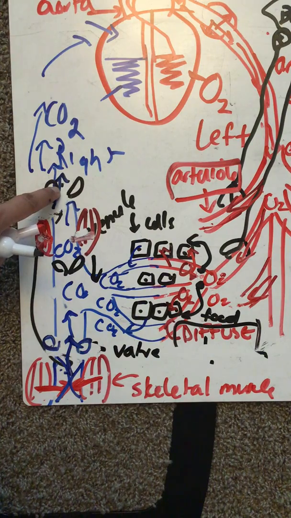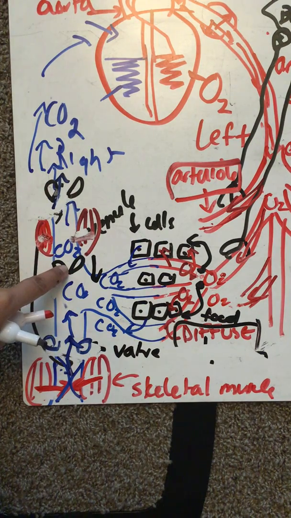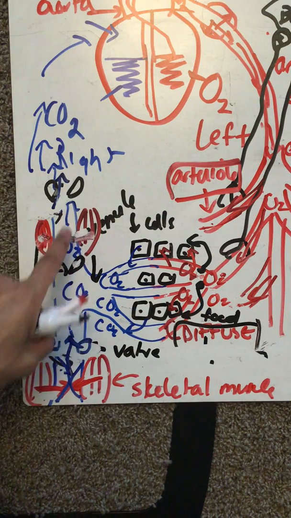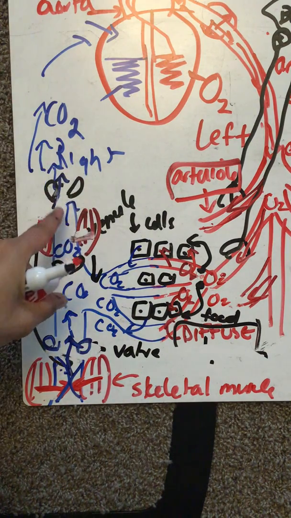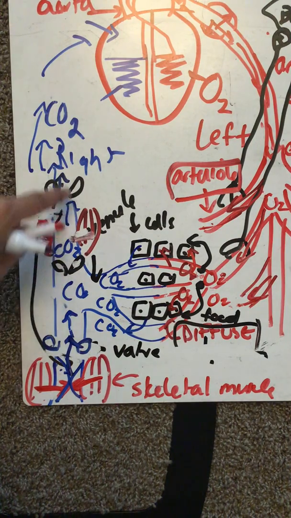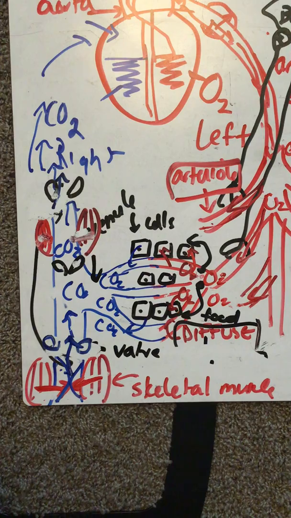When this valve is open at the top, this valve has to stay closed on the bottom. You never want blood to go back down. You always want to move the blood up. Squeeze the vein, push the blood up. This goes up and this, right? Because this valve is open and that valve stays closed.